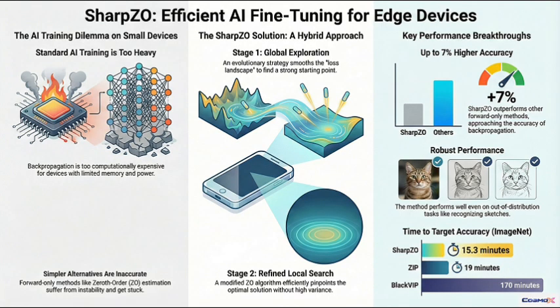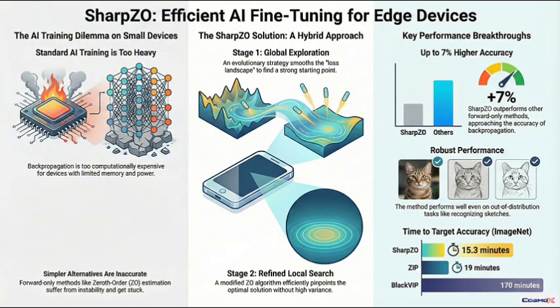All right, let's get to the bottom line, because this is where it gets really exciting. The results. SharpZO improved accuracy by up to 7% over other forward-only methods like ZIP and BlackVIP. It did. And what's really impressive to me is that its accuracy gets very close to CoOp. And CoOp is a traditional backpropagation method, right? Well, the memory-hungry one we said was a non-starter. That's the one. So it's competing with the heavyweights while using a fraction of the resources.